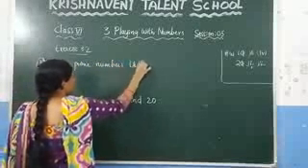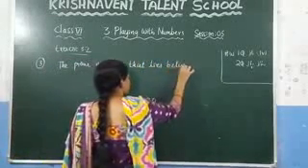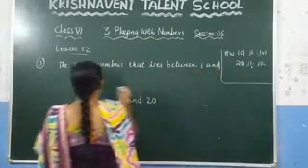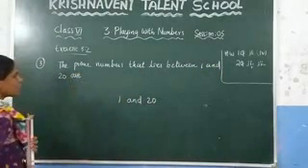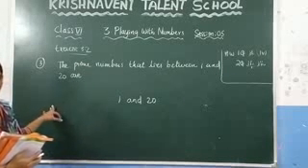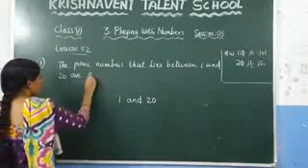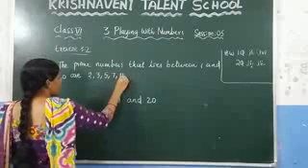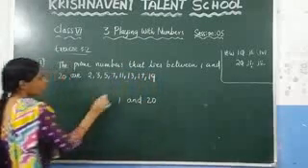that lie between 1 and 20 are... What are the prime numbers that lie between 1 and 20? You know what prime numbers are. If a number contains only 1 and itself as factors, we can say that it is a prime number. And what are those? 2, 3, 5, 7, 11, 13, 17, 19. These are the prime numbers.